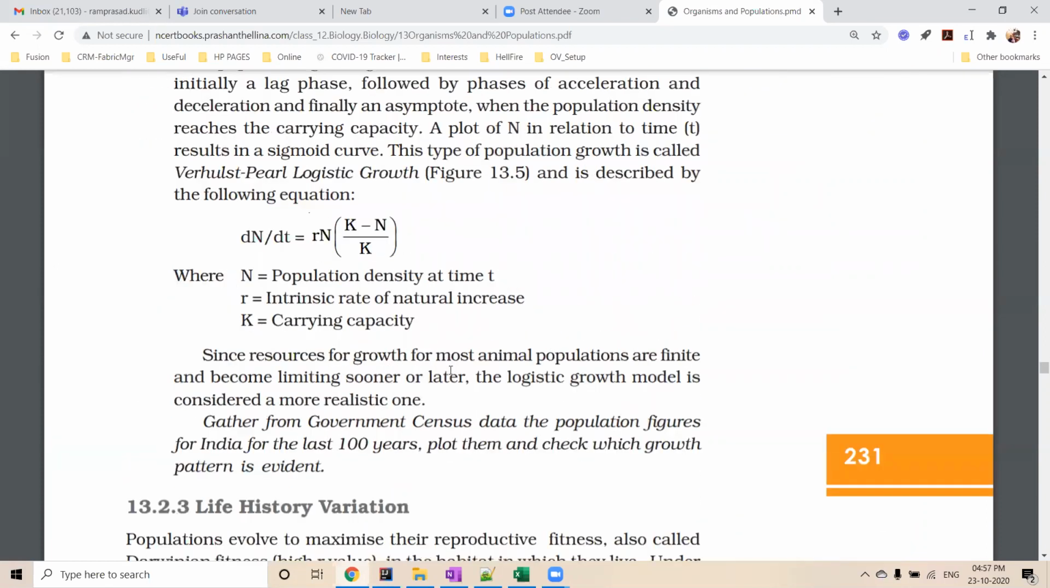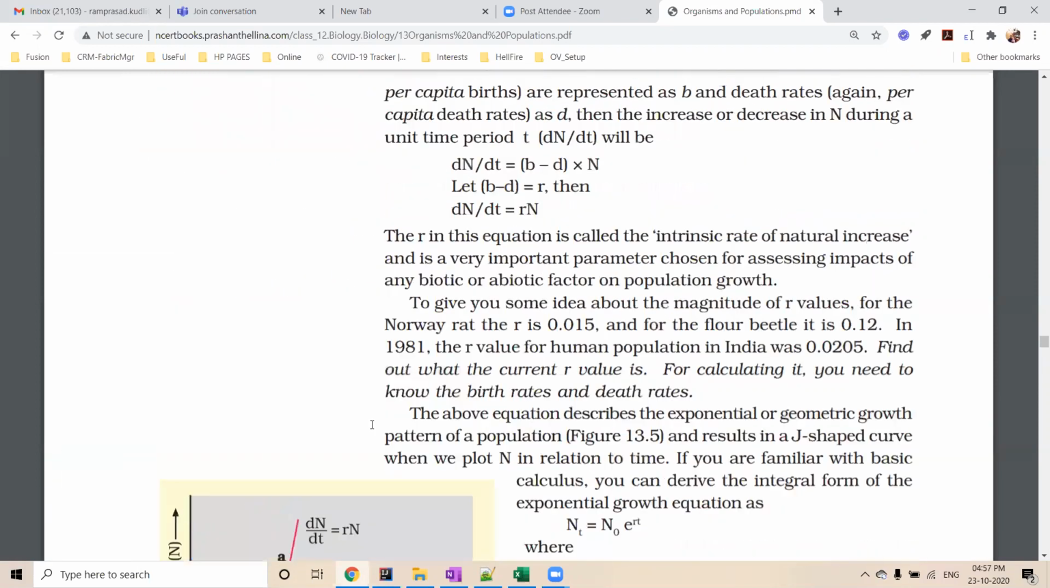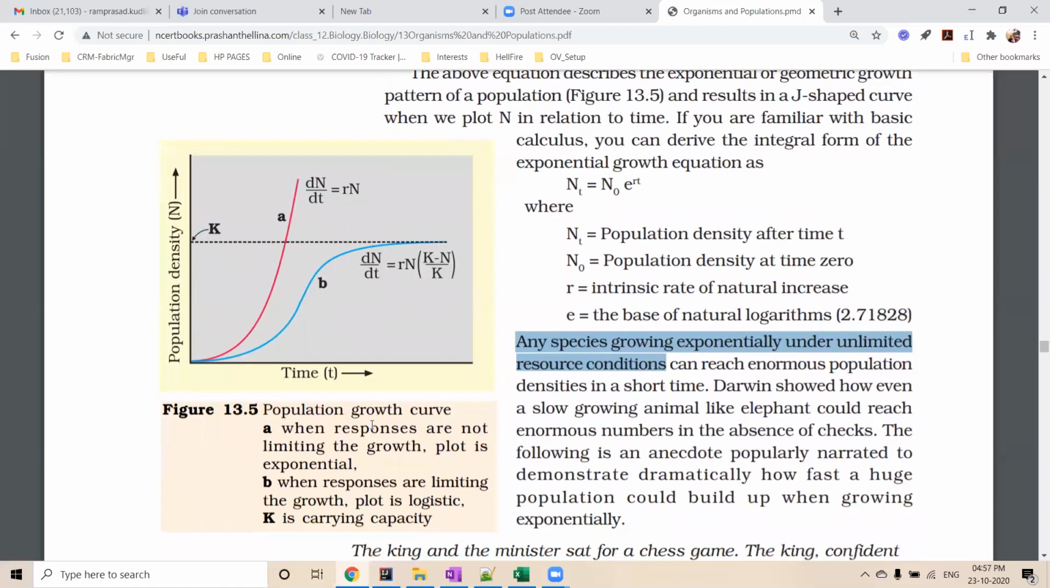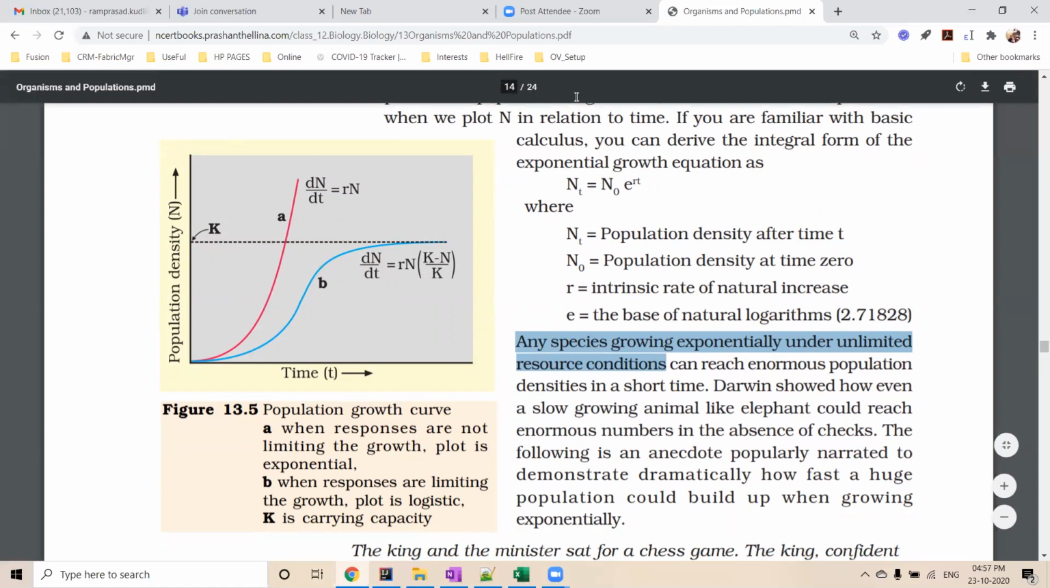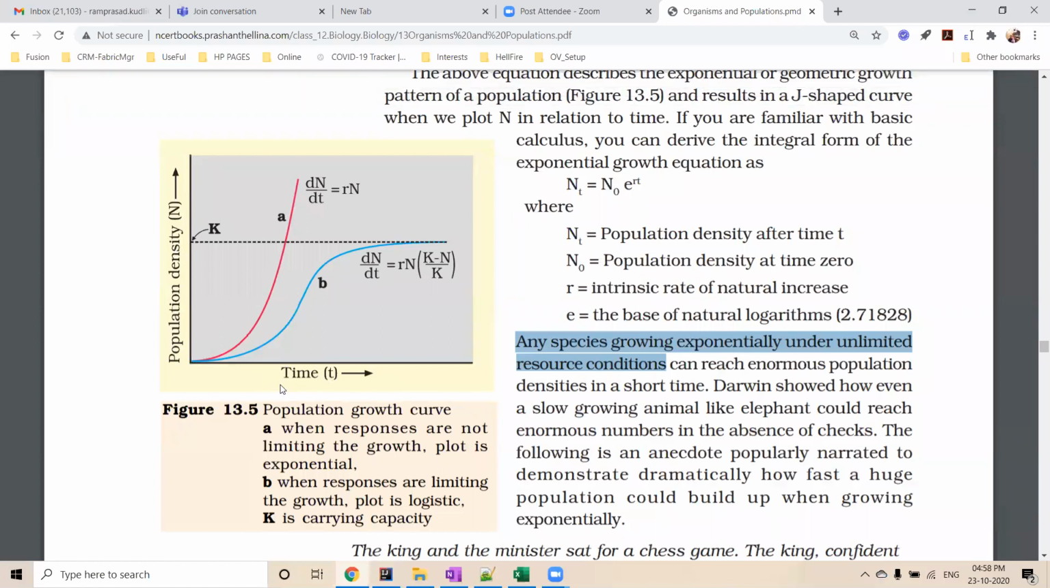Since resources for growth for most animal populations are finite and become limiting sooner or later, the logistic growth model is considered more realistic. So these are the two growth models, but in the exam, please write them separately. Both exponential growth and logistic growth, show in two graphs, and don't forget to mention time on the x-axis and population density on the y-axis. So exponential growth is practically not possible all the time, and logistic growth is the more realistic one.